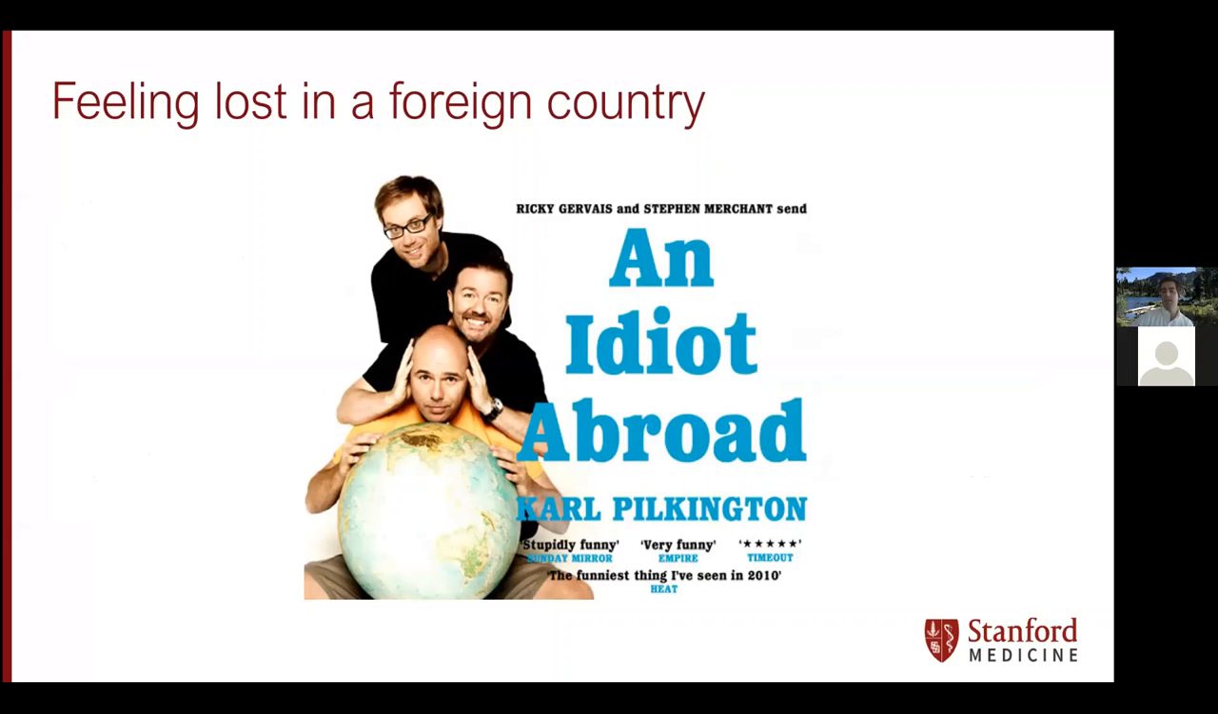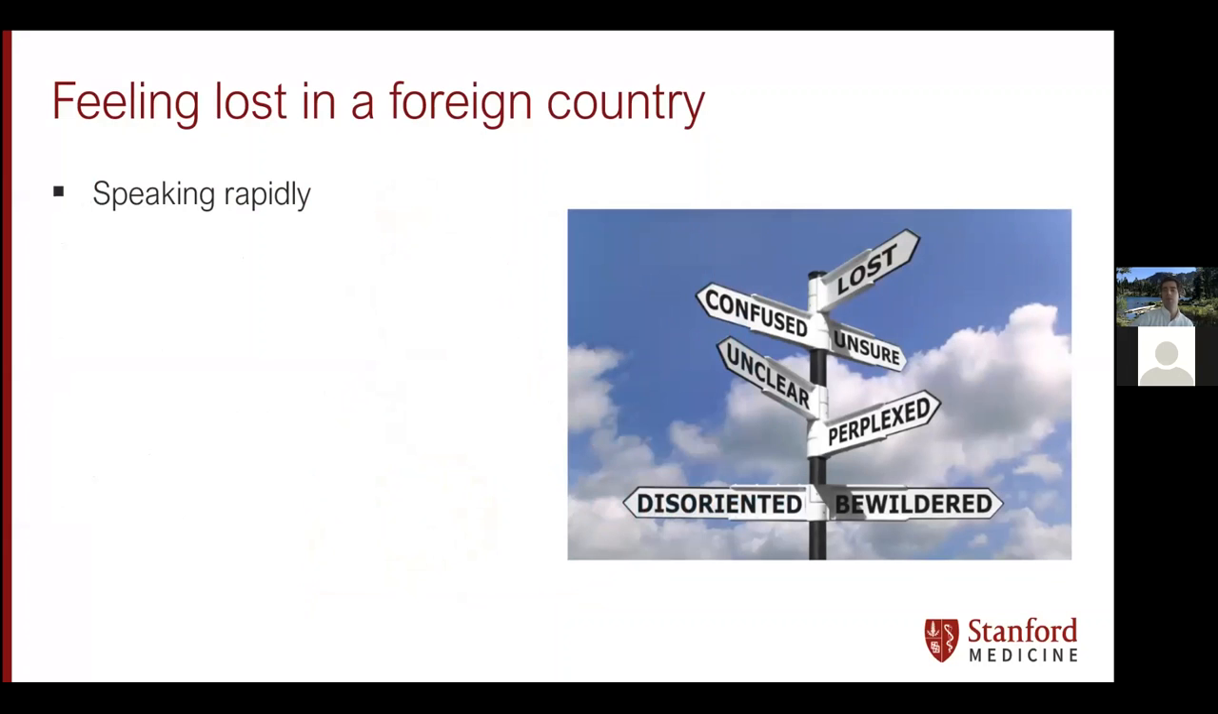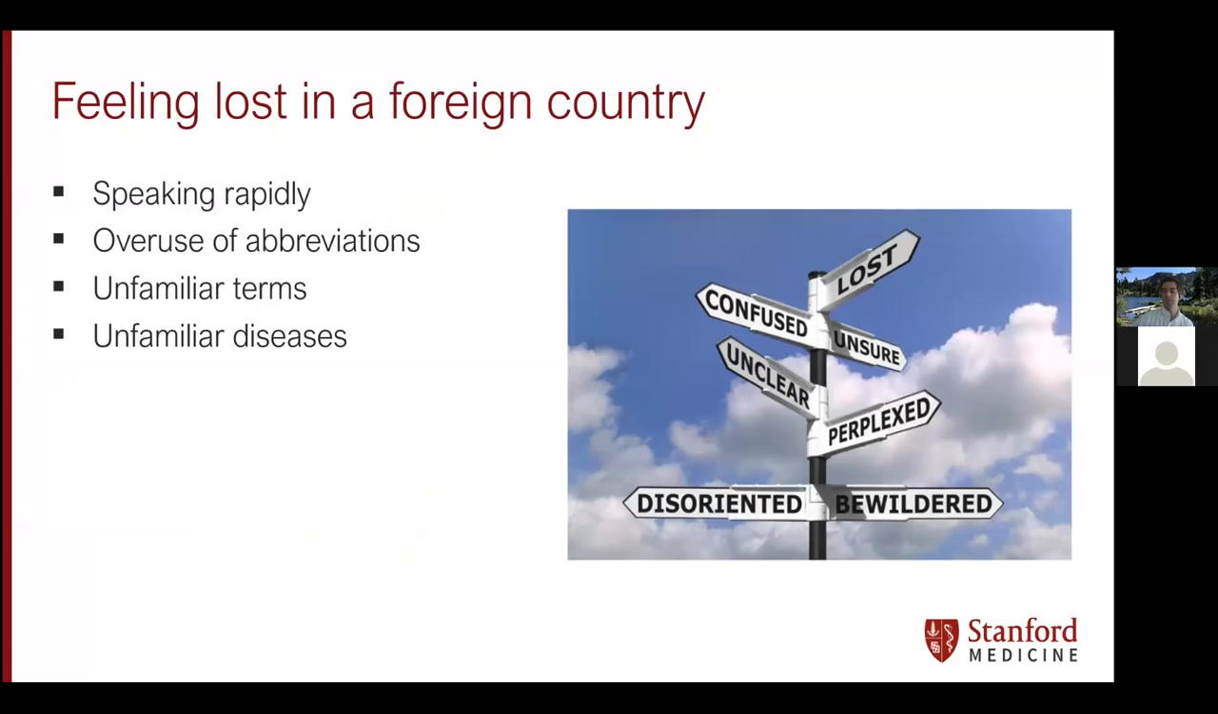So it's a language barrier where people are talking rapidly. Not only do they talk rapidly, but they use a lot of abbreviations. Even if you figure out the abbreviations, you still don't know what the terms mean. And even if you figure out the terms, then they're attached to diseases that you don't understand.